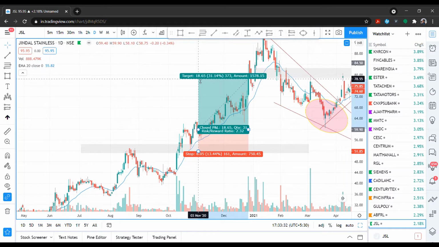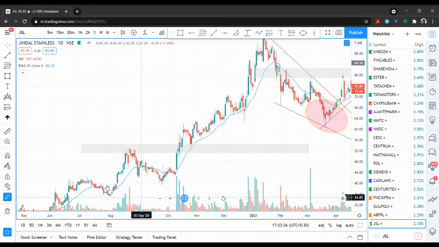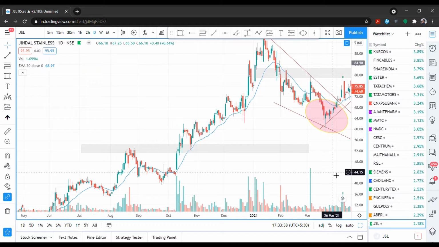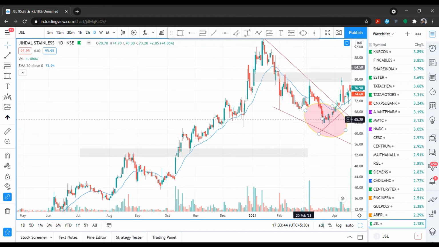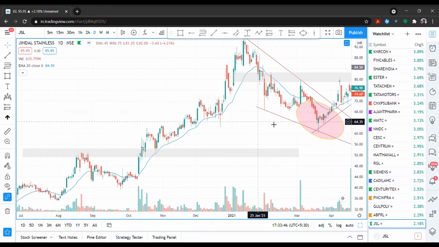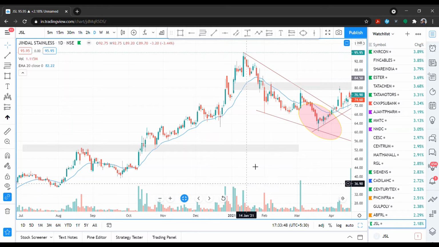And please don't think that this strategy always works. If it works at least 60% of the time, it's going to give you profits. So think of it like that only. Please don't think that this strategy works every single time.